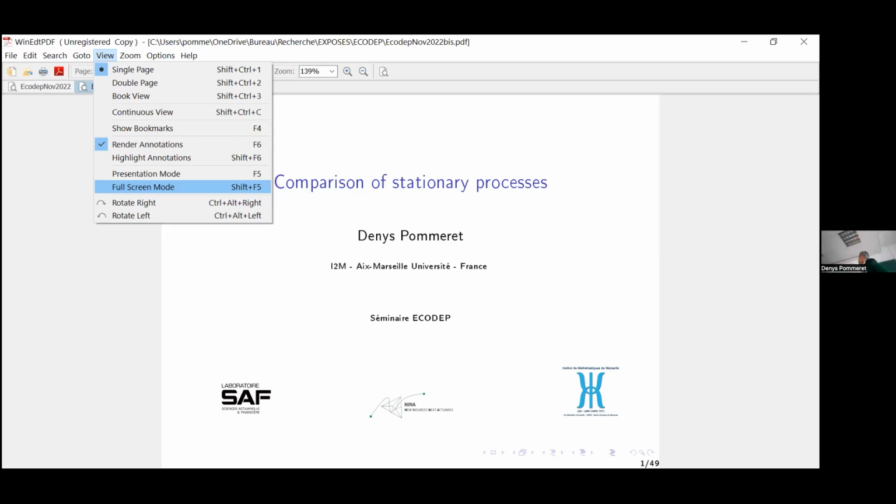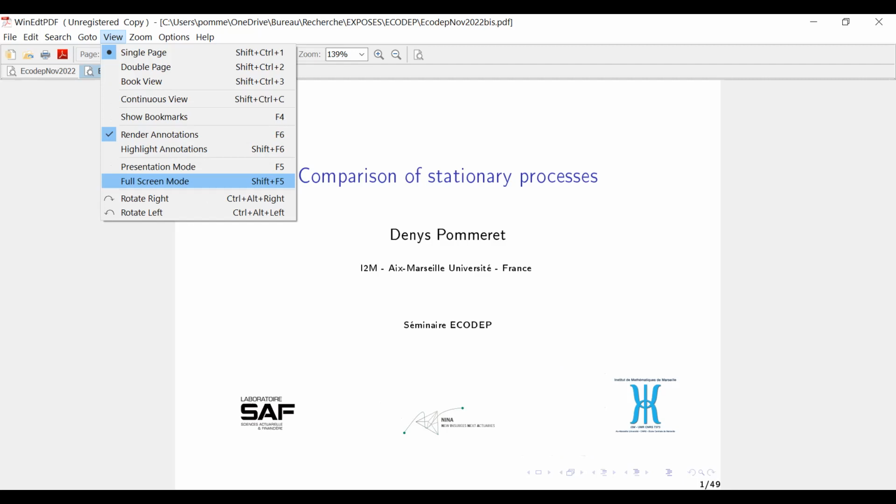Okay. So this is a talk about a few results concerning the comparison of stationary processes. So this is finally joint work with different persons that I present now. What I want to present is a continuity of some works with Paul, with Eva, with Laurence, and with Anne-Françoise.